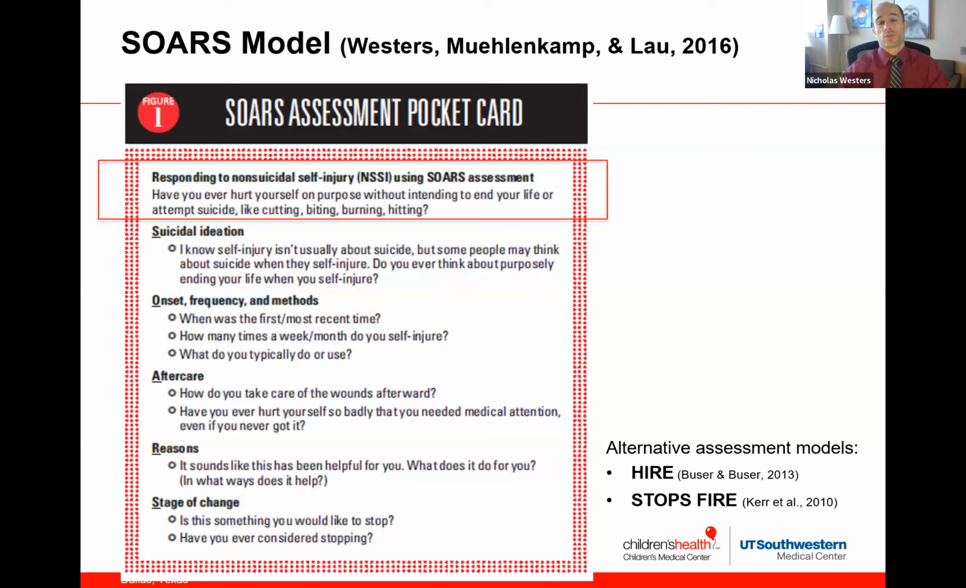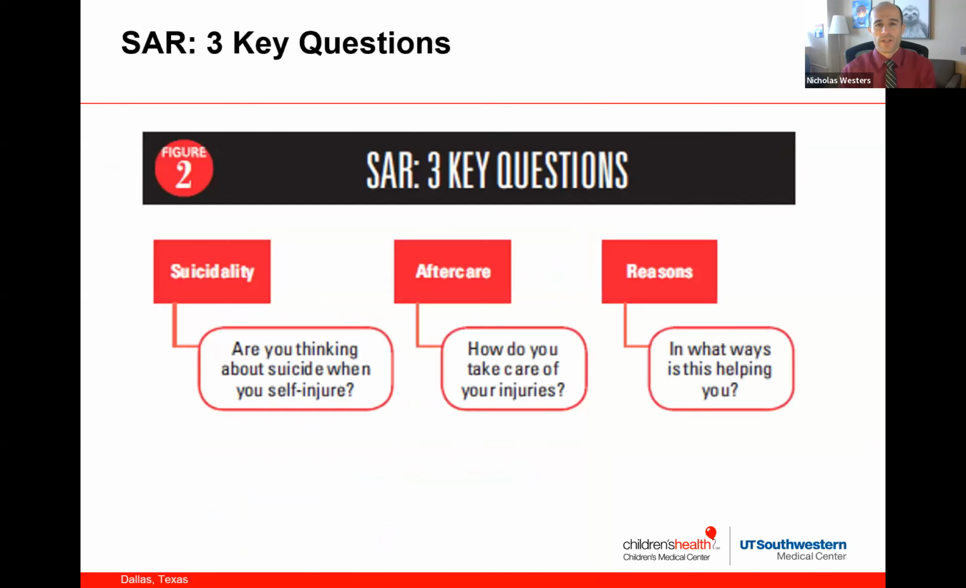So research shows that how we ask the question matters. And giving examples actually results in higher prevalence rates. And there are some alternative assessment models that have higher stops fire. Stops fire is just too long. So one of the authors is a co-author on the SOARS model. I didn't want to compete with her, but I wanted to make an abbreviated model that would be easier to use for screening. So let's walk through each of these.